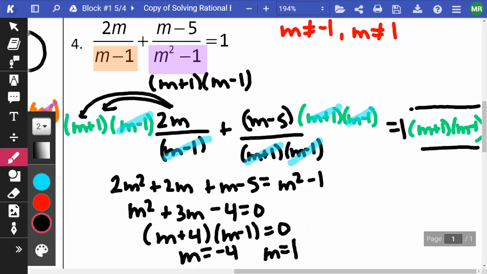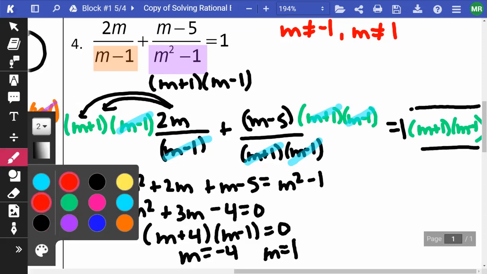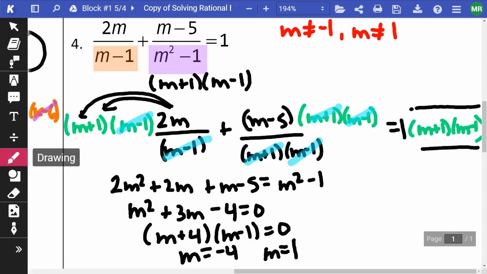But again, we had a restriction that our x cannot be a 1. So this one's not going to be an answer. So just m equal negative 4. And let's take a look at 5 and 6.